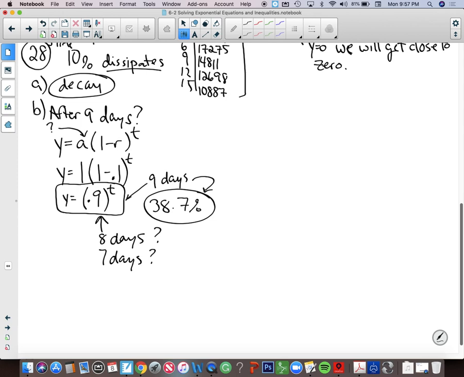Okay. So if we plug an 8 in there, 0.9 to the 8th power, this one gives me 43%, or 0.43. It looks a little bit better. And then we plug in 7. We got 47.8, so we're getting closer to that 50%. Let's check out 6 just to see what we get. We get 53.1%, okay? So we can't take another pill until there's less than 50% in our system.